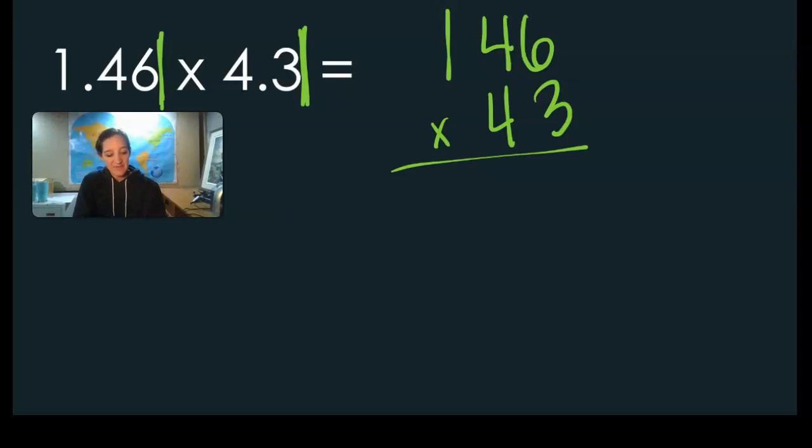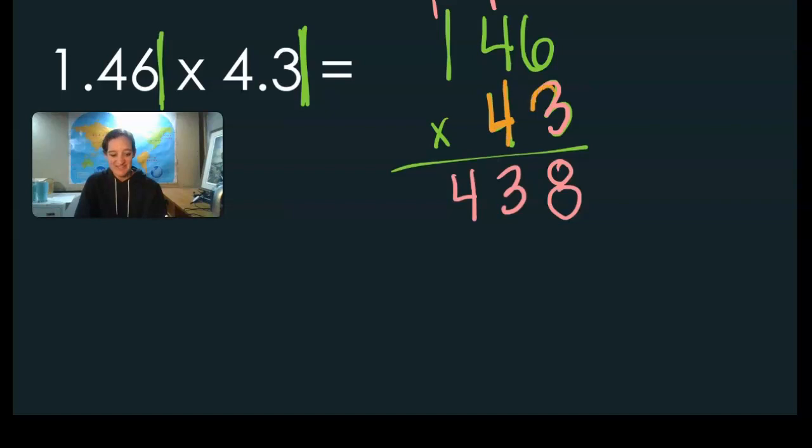So I'm going to times everything by 3. 3 times 6 is 18. 3 times 4 is 12, plus 1 is 13. 3 times 1 plus 1 is 4. Now it's time to times everything by this 4. But this 4 is not really 4, is it? It's actually 40. It's the 40 part of 43. So I'm going to put that 0 on the end to begin with.